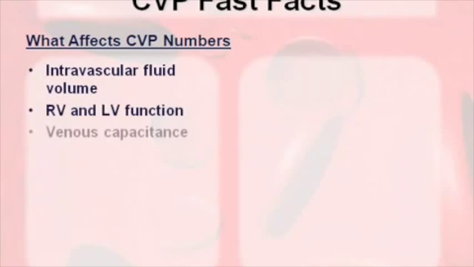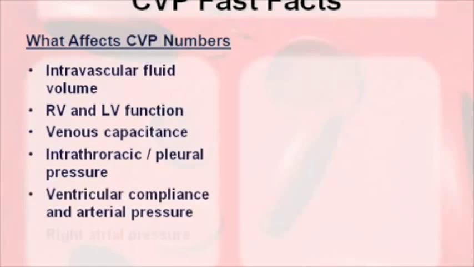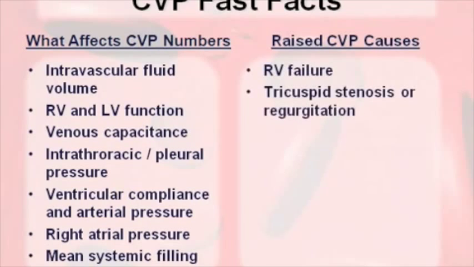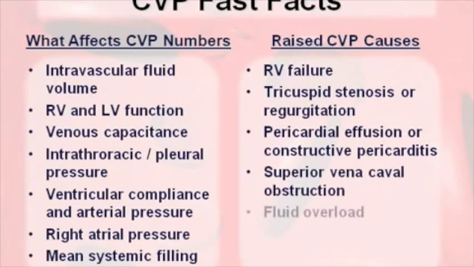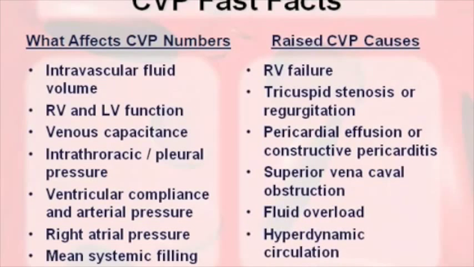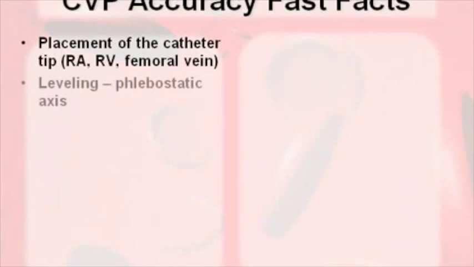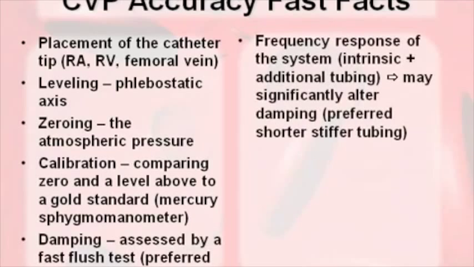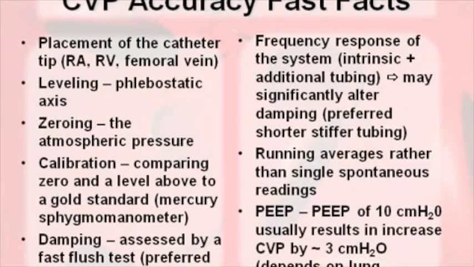Here's some quick little CVP fast facts from this great website, Life in the Fast Lane, about what affects CVP numbers. So volume status, anything preload related is going to affect your numbers. And then what causes a raise in your CVP. The big one to pay attention to is high PEEP settings could definitely affect it. And then anything going on with your heart, fluid overload. Some more fast facts about accuracy of your CVP placement, just as a reference for you, are all listed there as well, and you can refer back to them later.